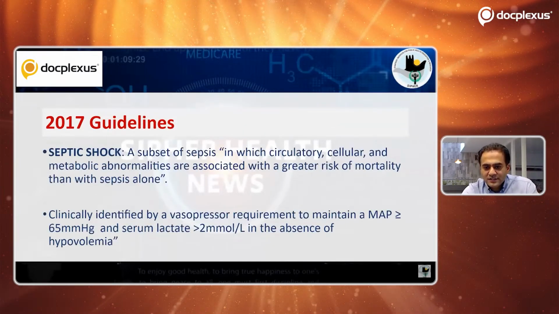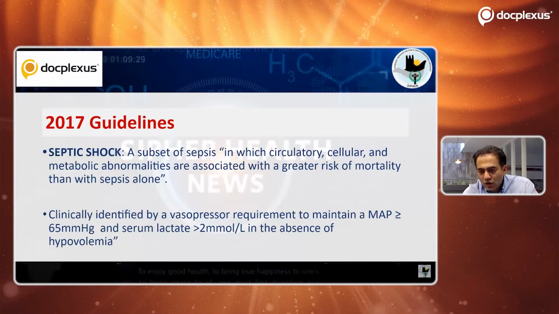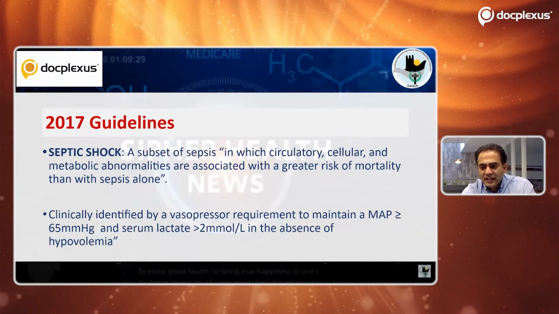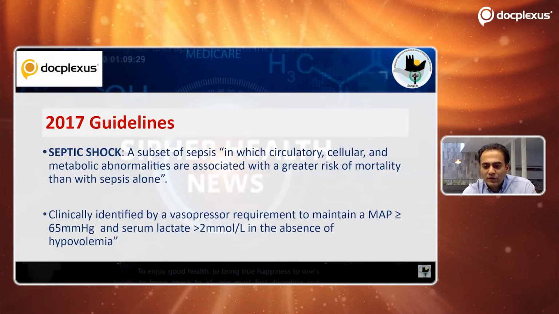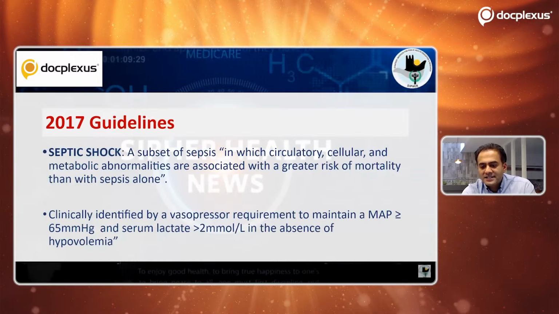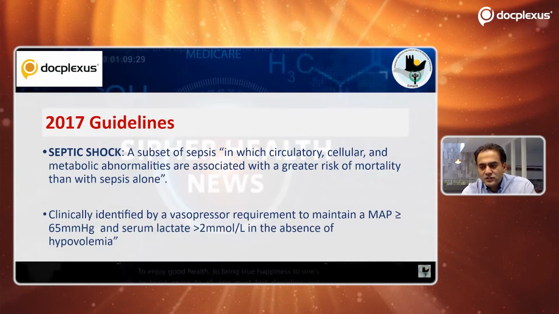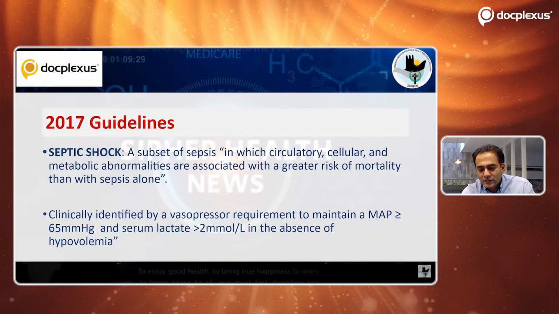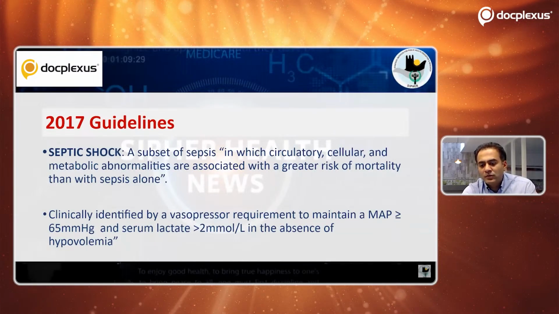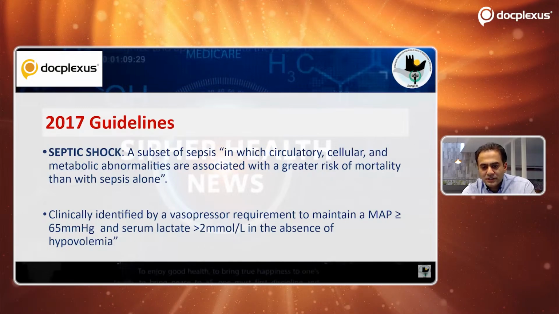Now, severe sepsis was gone in the 2016 guidelines. Septic shock was now identified as a subset of sepsis in which circulatory, cellular, or metabolic abnormalities are associated with a greater risk of mortality than with sepsis alone. Being a subset, it had a higher mortality and was recognized if the patient had a mean arterial pressure of less than 65 and serum lactate of more than 2 millimoles per liter in the absence of hypovolemia. The patient should be adequately volume resuscitated, with mean arterial pressure less than 65, or a requirement of vasopressors to keep mean arterial pressure above 65. And if you do an ABG, the lactate should be more than 2 millimoles per liter. So this was the change in the definition.